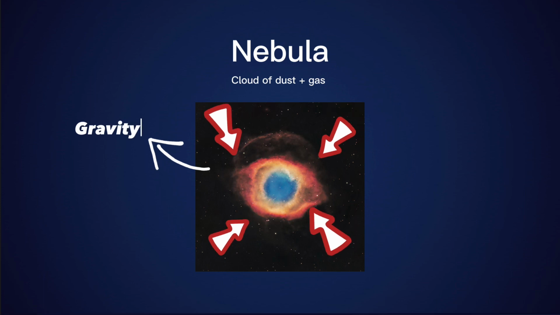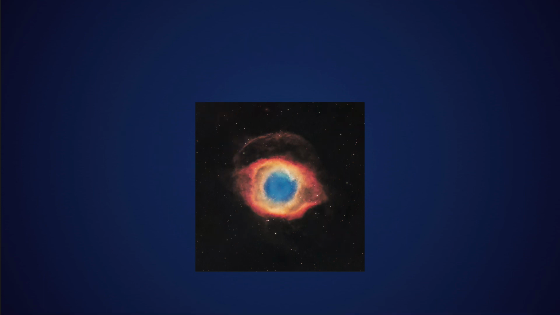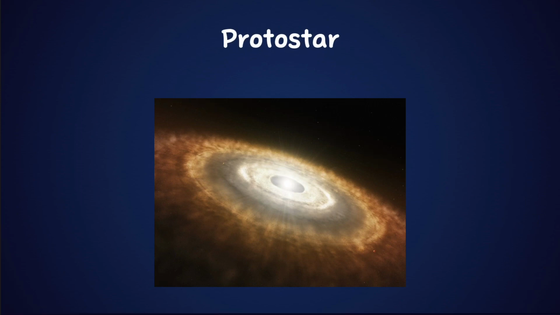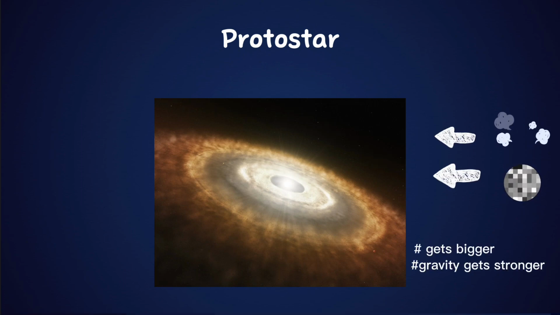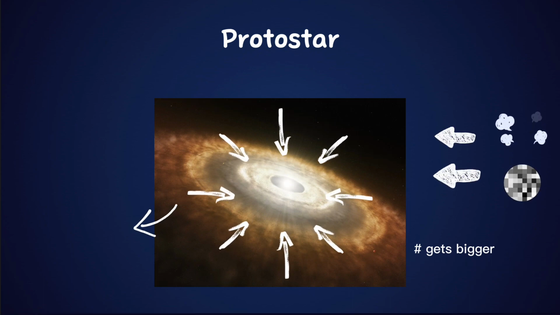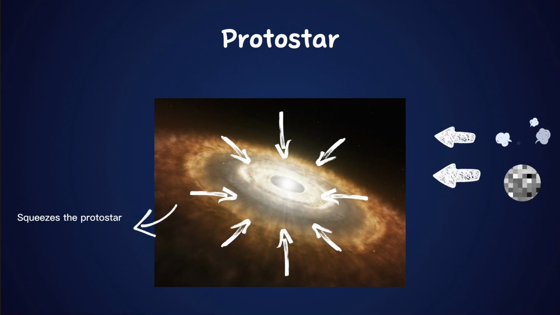Over time, the attractive force of gravity pulls more dust and gas together to form a structure called a protostar. And as more and more particles collide and join the protostar, it gets bigger and bigger, so its force of gravity gets stronger, which allows it to attract ever more dust and gas. The gravity also squeezes the protostar itself, making it more and more dense.